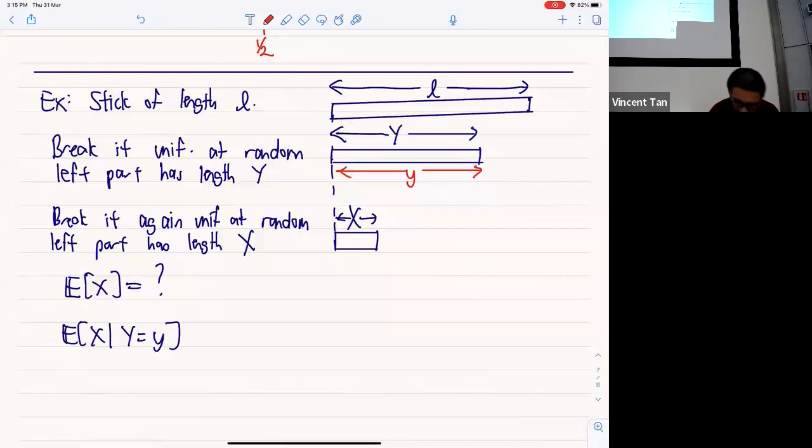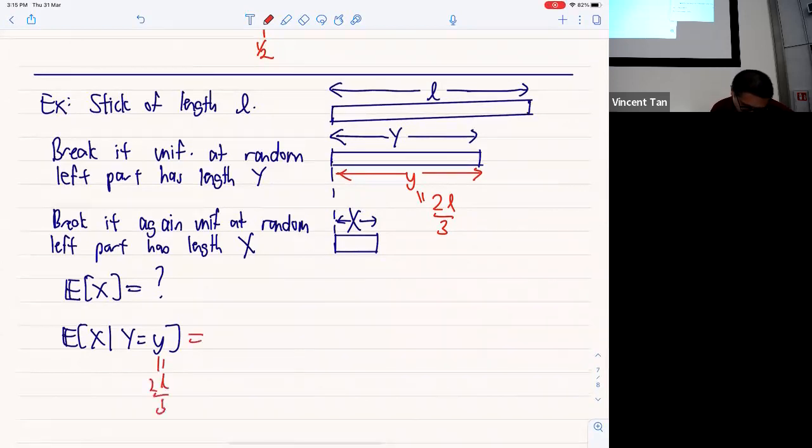What is the expectation value of X, maybe if it is 2L over 3? Say we know that the first break resulted in the length of the stick being 2L over 3. What is the expectation value of X? We are breaking the remaining stick uniformly at random. If this is 2L over 3, we are breaking X uniformly at random from this part here. Very good. L over 3.